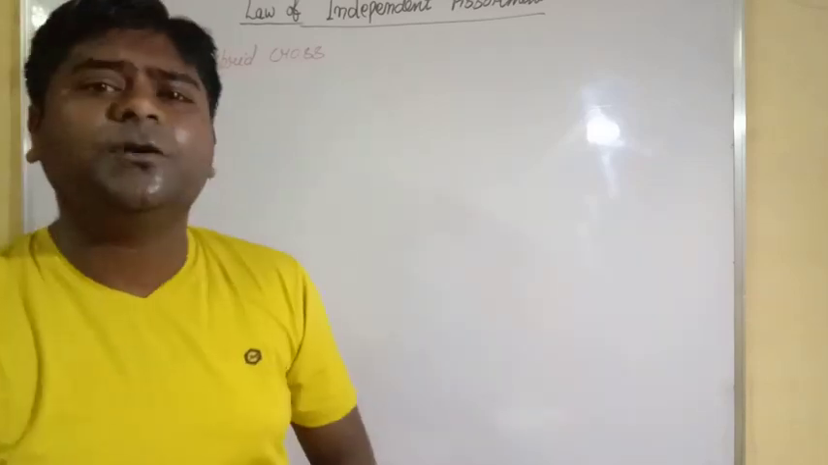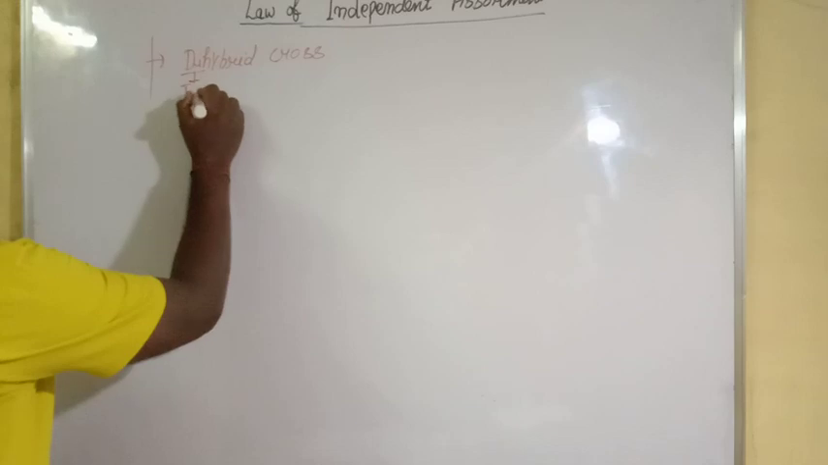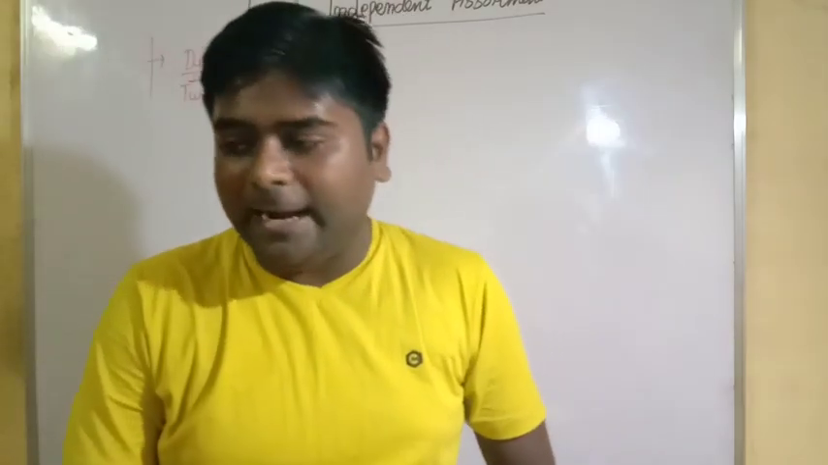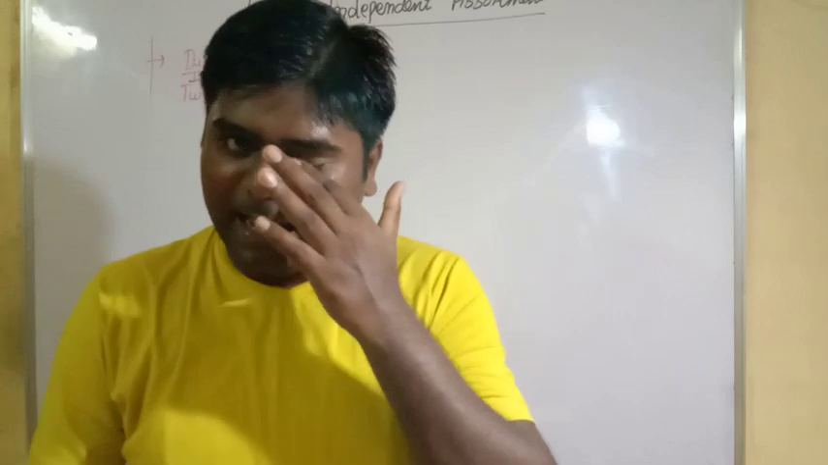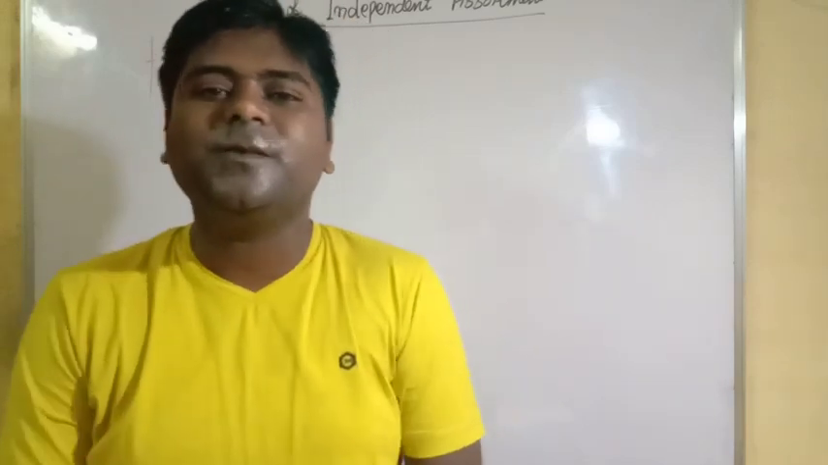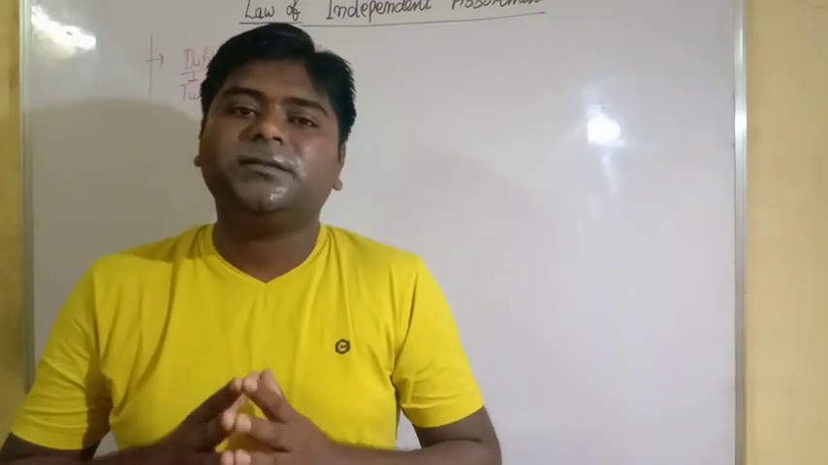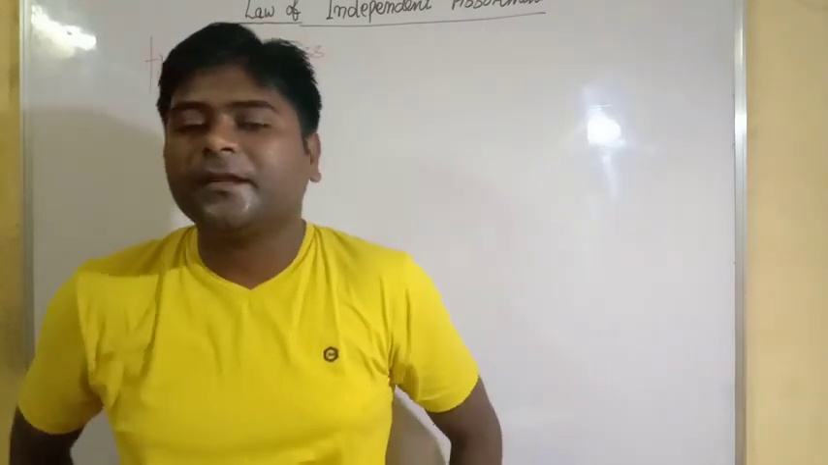Let me brief you. Di means two. Whenever we have the formation of hybrids with two characters, that kind of cross is known as a dihybrid cross. I hope you have understood this. A simple logic: a dihybrid cross is the cross when we have involvement of two characteristics.